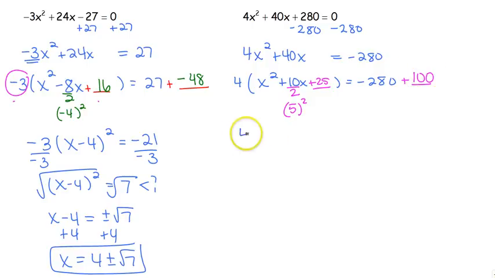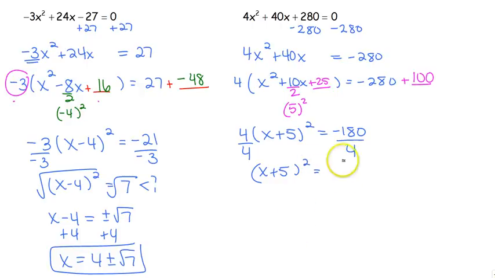So the left hand side, we've got 4. We factor that perfect square trinomial to x plus 5 quantity squared. A negative 280 and a positive 100 is a negative 180. We want to isolate that squared term, so we divide by 4.